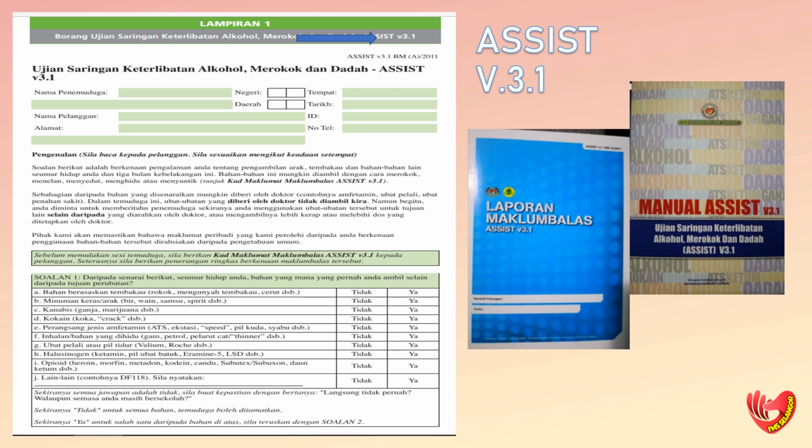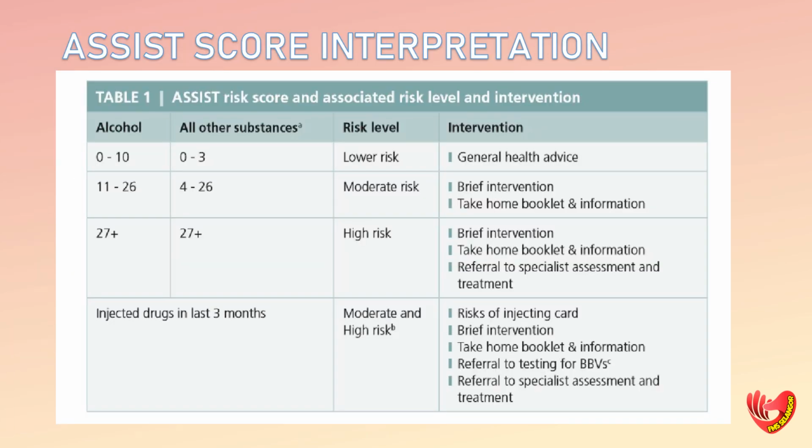For our local use, we already have a validated ASSIST 3.1 that has been translated to Bahasa Malaysia, as you can see below. This table shows the ASSIST risk score calculated after initial screening. Based on the risk score, we can administer the necessary intervention, which includes brief intervention and a take-home booklet and information. For high-risk cases, the level and amount of intervention is higher, including the need to refer for specialist assessment and treatment.